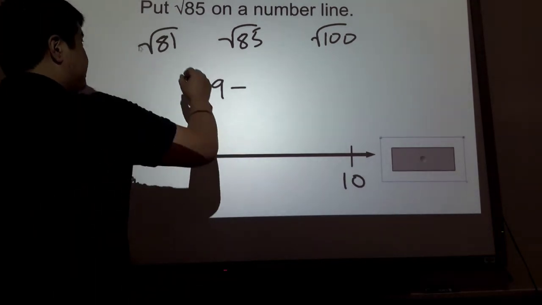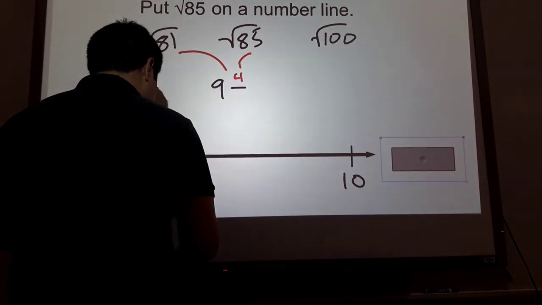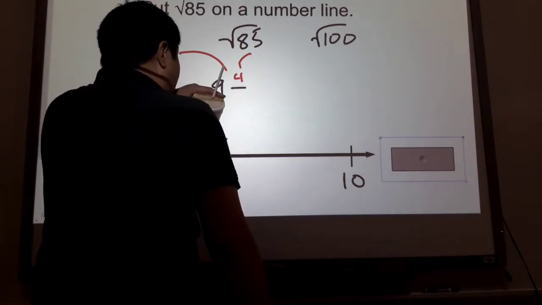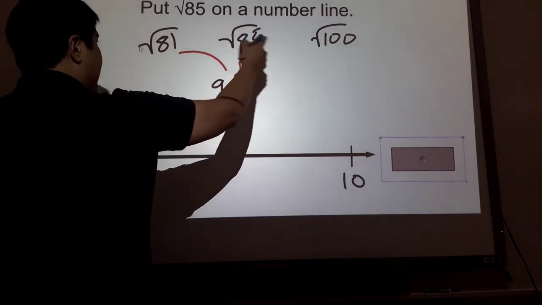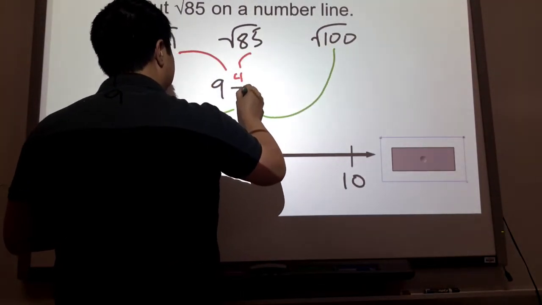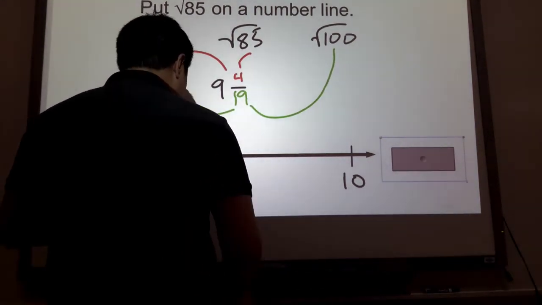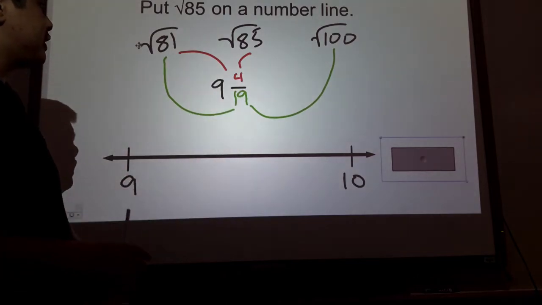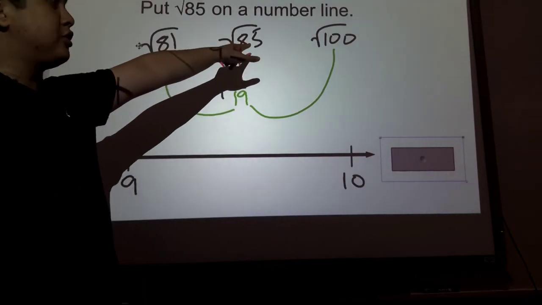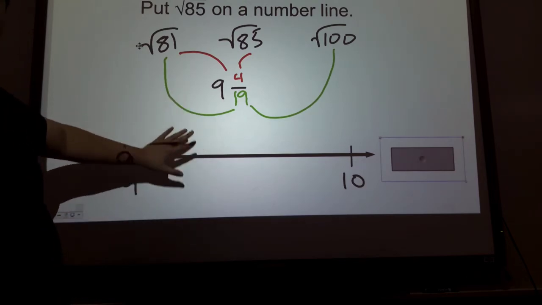So, the difference between 81 and 85 is 4. The difference between 81 and 100 is 19. So, we go 9 and 4/19, which kind of makes sense because 85 is closer to 81 than it is to 100. So we're supposed to be probably down here.